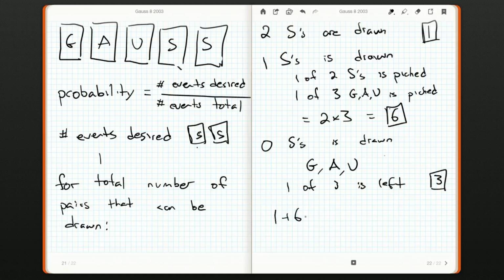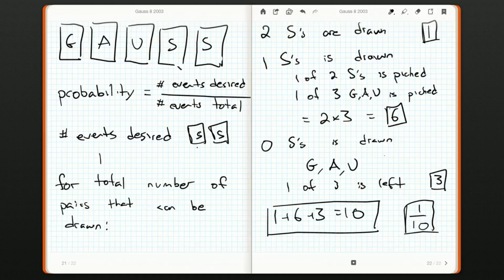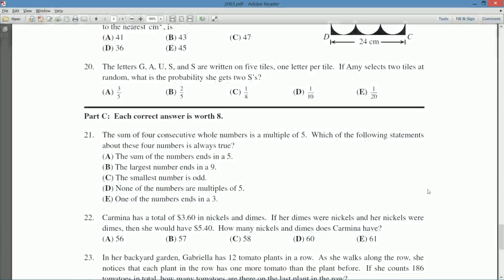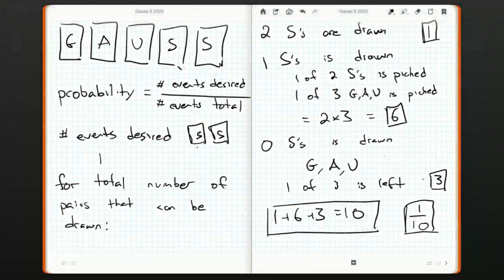So we'll get 1 plus 6 plus 3. And that'll give us an answer of 10 different ways. So we have one event that's desired, the 2 S's being drawn, out of 10 possible ways we can draw things. So that's 1 out of 10 for our probability. And that should be D. Okay. All right. So not a bad question.